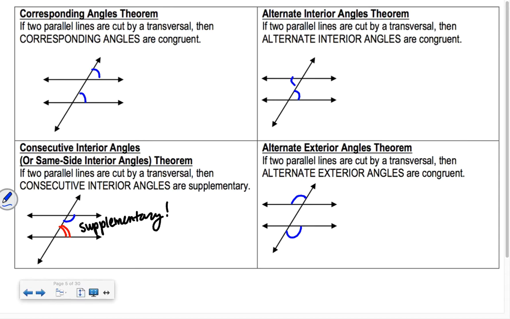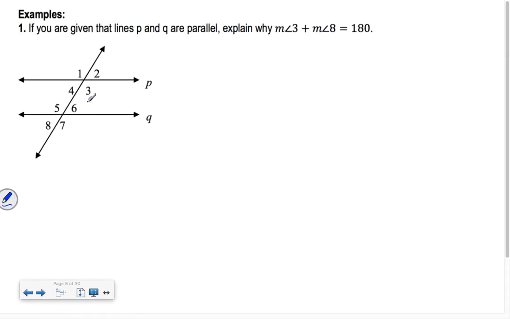Okay, does this kind of make sense? Okay. It's not too bad of a section. Just note keeping all these names straight. It's kind of hard. So it says if you're given that lines P and Q are parallel, explain why the measure of angle 3 plus measure of angle 8 equals 180. So this is kind of like a paragraph proof. So when it says explain why, but we don't have our statements and reasons set up, we just kind of explain everything that we need, okay?